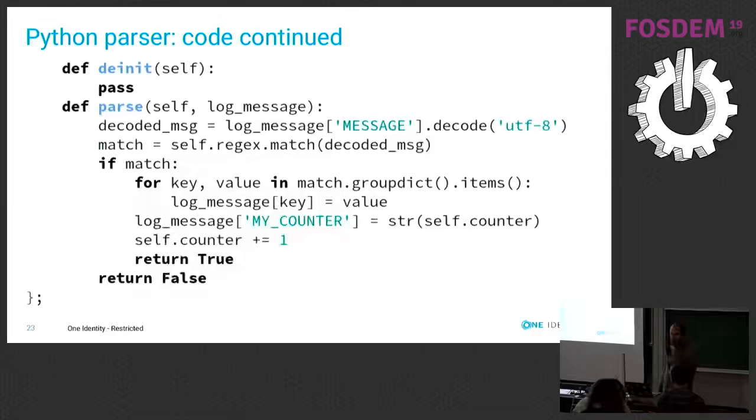And here is the code part. The init method is usually empty, but I put it here. And here is the parser part. We pick the message from the log message object, run the regular expression parser on it, create new name value pairs in the log message object, also create a counter name value pair and increase the counter here.